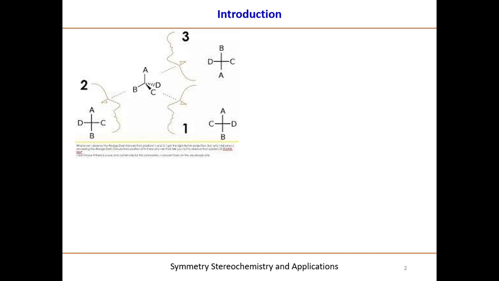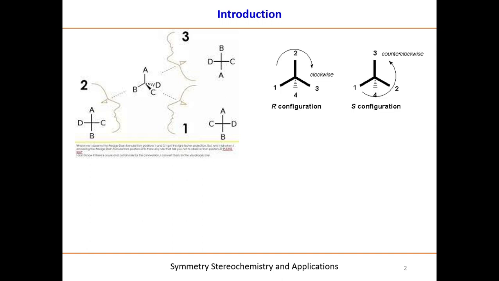Before starting the live session, I would like to give a brief introduction about RS configuration of a molecule. So what is RS configuration? R means rectus and S means sinister. Rectus means turn in the right direction, and sinister means turn in the left direction. So R means the priority should rotate in the clockwise direction, and S means the priority should rotate in the anti-clockwise or counter-clockwise direction. Here you can see this example.